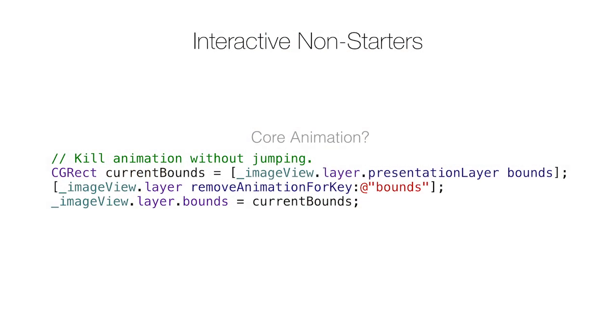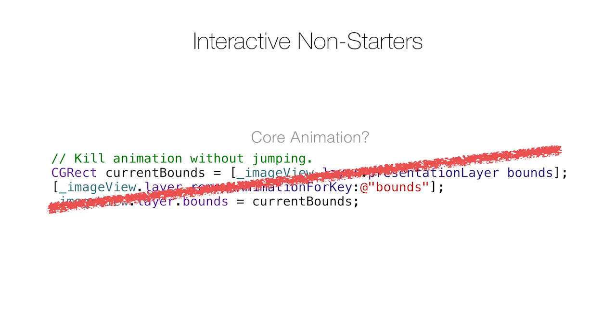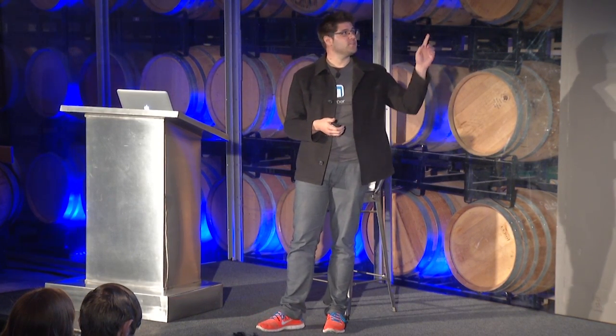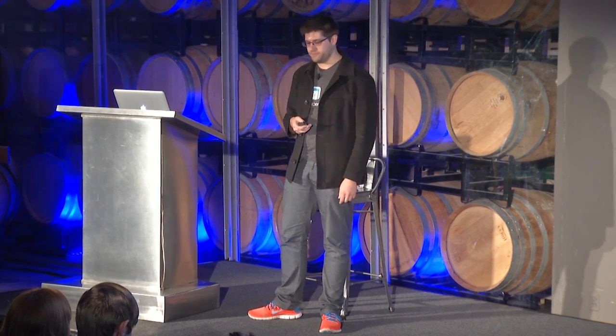And so to prevent this sort of thing, to prevent that jump, you have to do something that looks like this. You have to pull the presentation value from the presentation layer, then you remove your animation, and then you immediately apply it to the model layer. So let me tell you, at scale, this is not fun. If you think about some of the animations we have in Paper, some of the interactions we have, like when you pick up a photo, there are about 5 or 6 animations happening simultaneously when you do that. So this sort of thing gets very hairy.